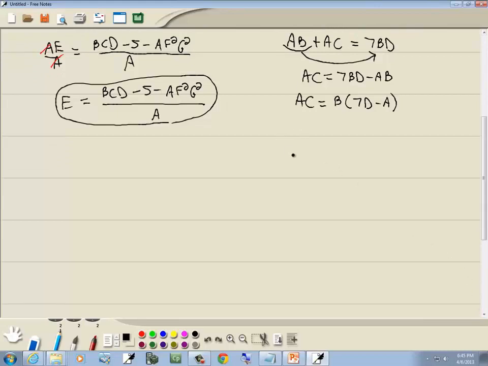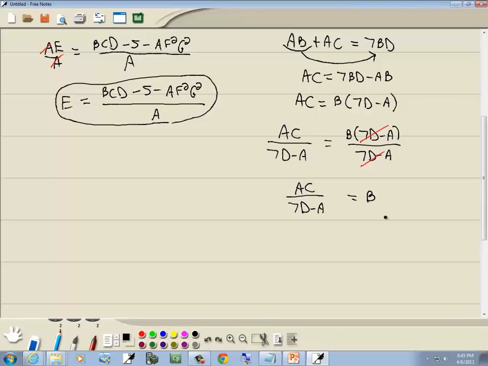Last step. Divide both sides by what's in front of or back of the variable you're solving for. Solving for b as in Bill. There's nothing in front of it, but there's a 7d minus a after it. So we're going to divide both sides by 7d minus a. So 7d minus a cancels there. And we got b is equal to ac over 7d minus a. And that's our answer. And the end of that section.